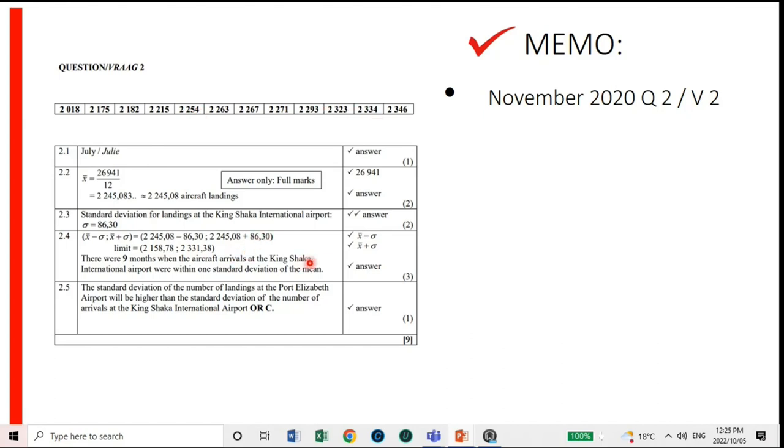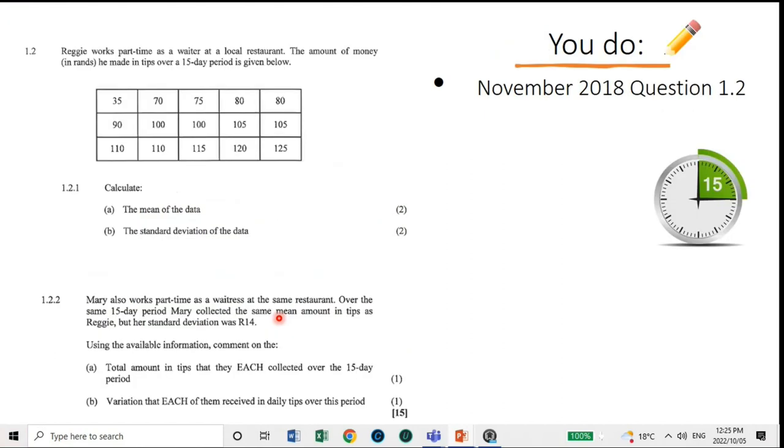And then it says that the answer is 9. So for knowing that you have to go minus, for knowing that you have to go plus, and then for the answer. And the answers that were sent through via WhatsApp, people chose C. So well done on that. Okay, we need to do this again.